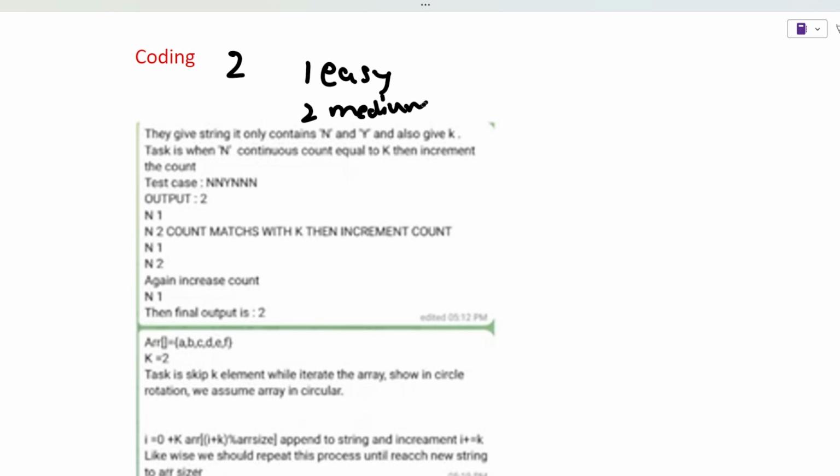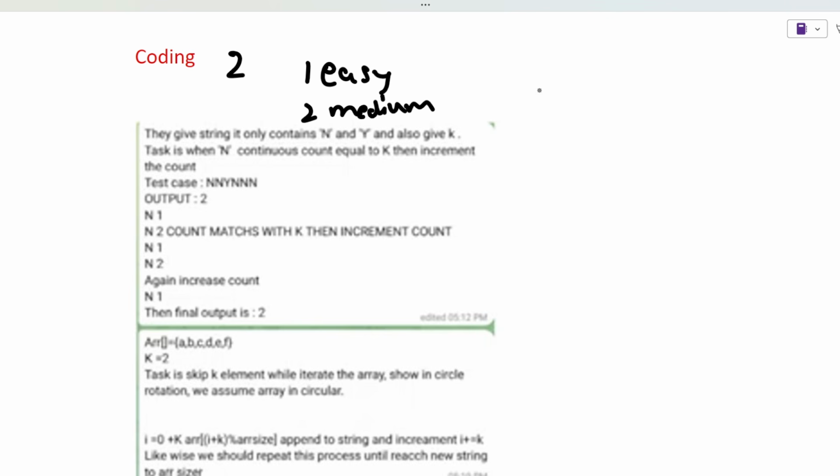This is the general pattern we are following, but it is quite possible that some students might get two medium questions or two easy questions also. It is quite possible in these types of hirings. So first, let's read the first question. They give a string which will only contain n and y, and also they will give a value k. The task is: when the continuous n count equals k, then increment the count.